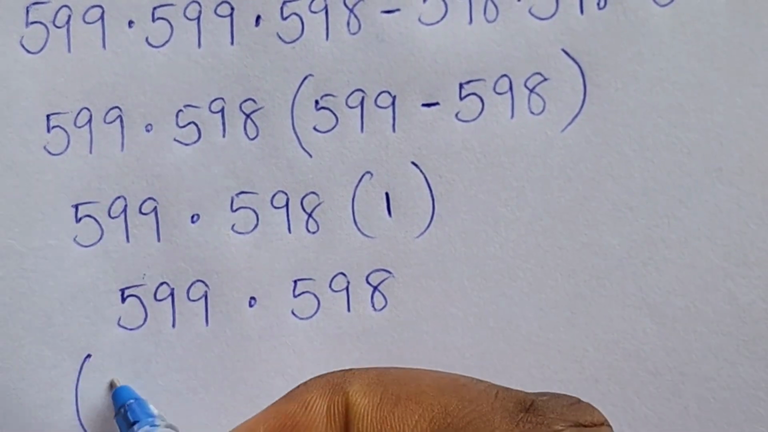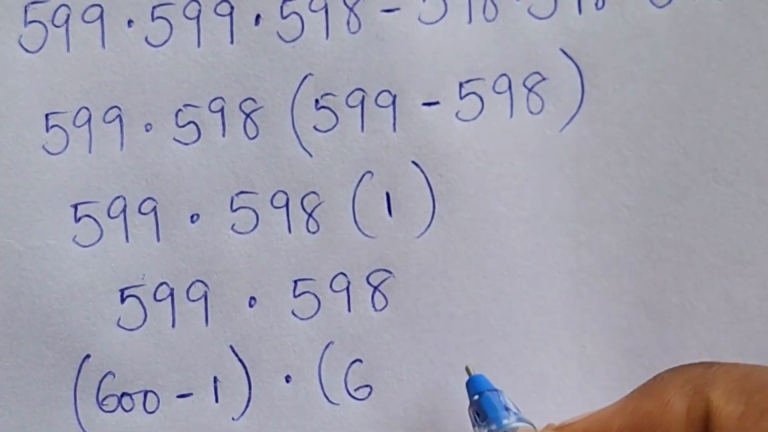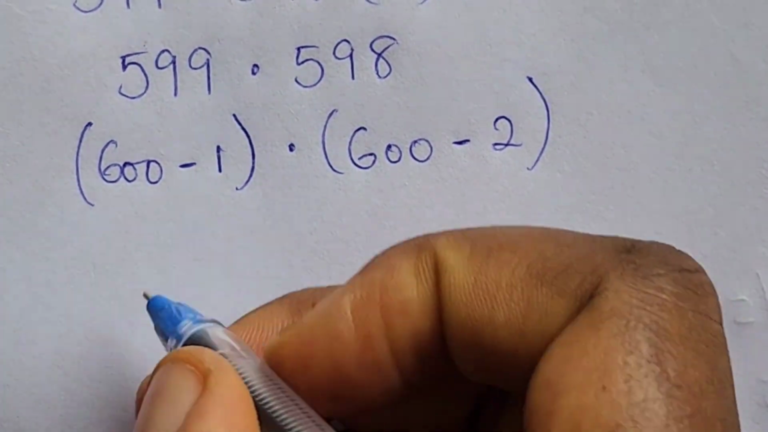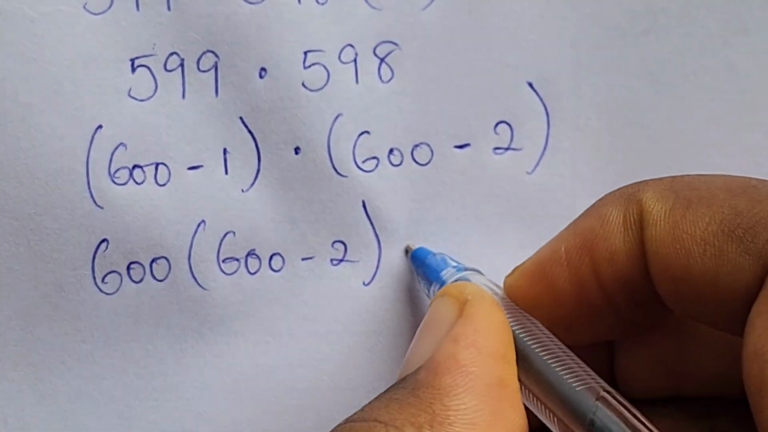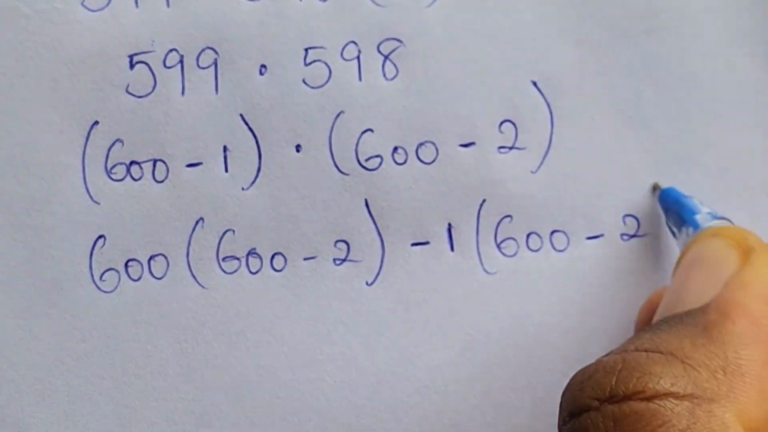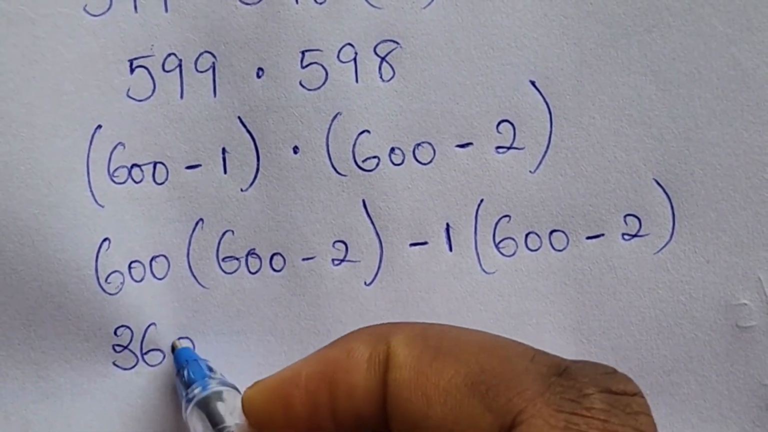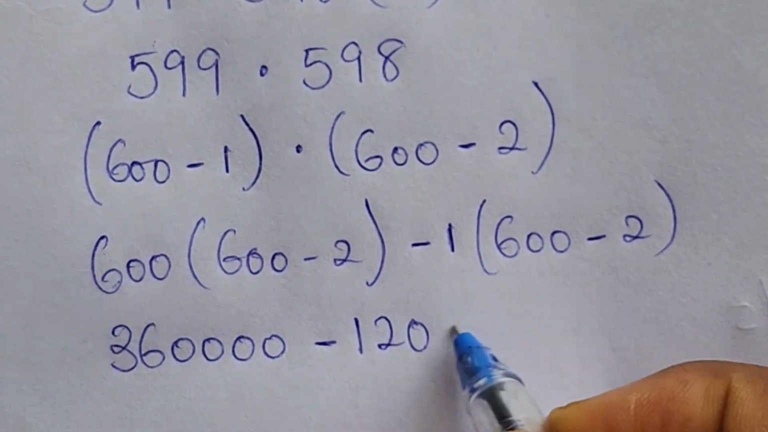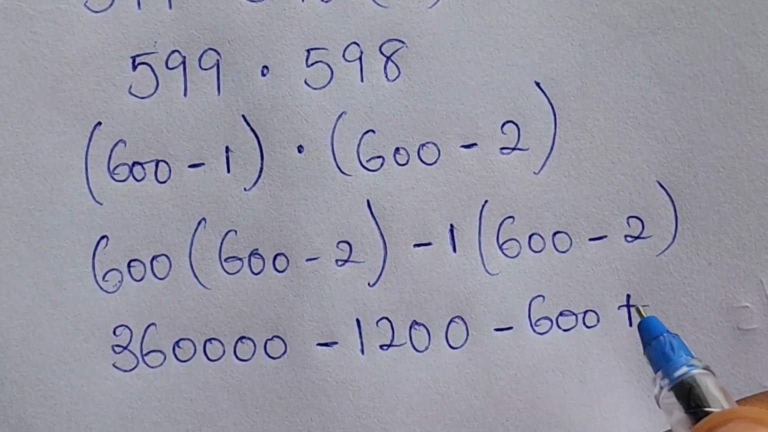And this can be the same as 600 minus 1 times 600 minus 2. So when we multiply through, we have 600 times 600 minus 2, and we have minus 1 times 600 minus 2. So opening up this bracket, we have this times this to give us 360,000, minus we have this times this, we have 1,200. So when we multiply this, we have minus 600 plus 2.